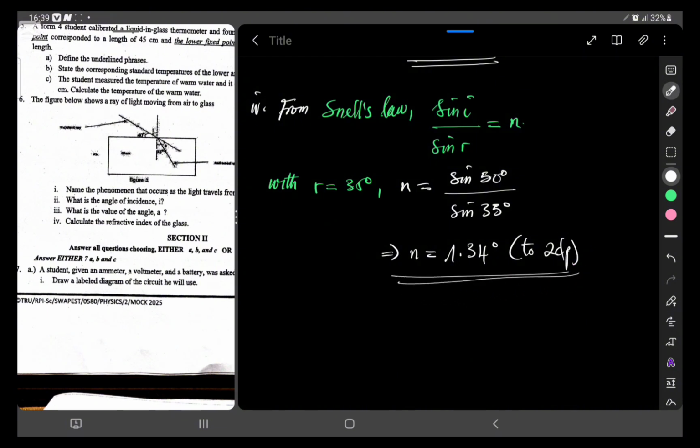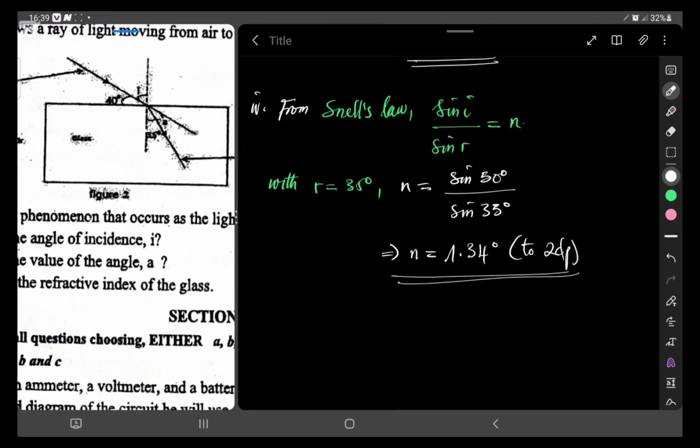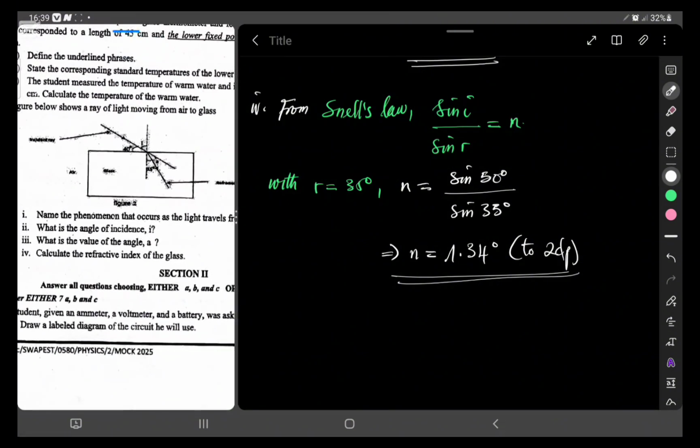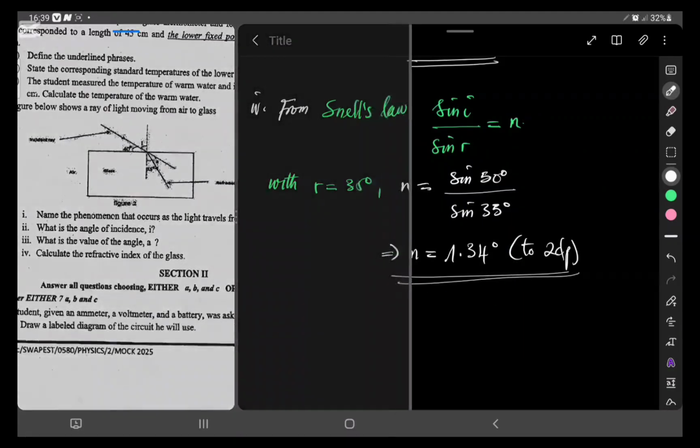So normally the refractive index of glass ranges between 1.5 to 1.55. Okay, so probably there's this angle that we didn't see very well, but I suppose it is 35 degrees, and if it is 35 degrees, then this will be our refractive index.